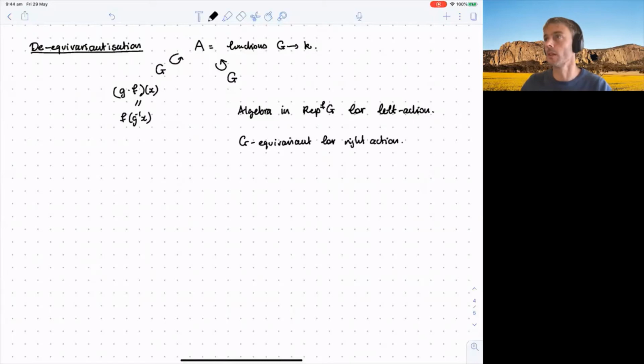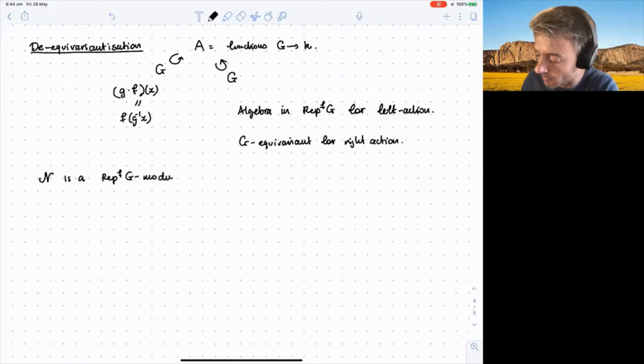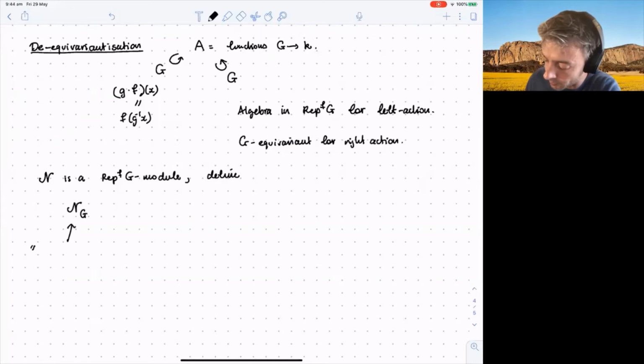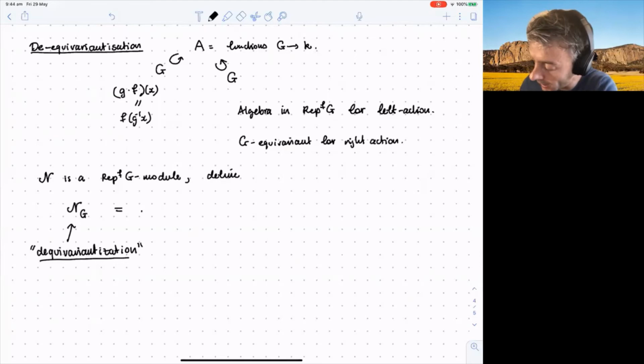So now if N is a Rep G module, we define N lower G, the de-equivariantization, to be the A modules in N. So what's that?